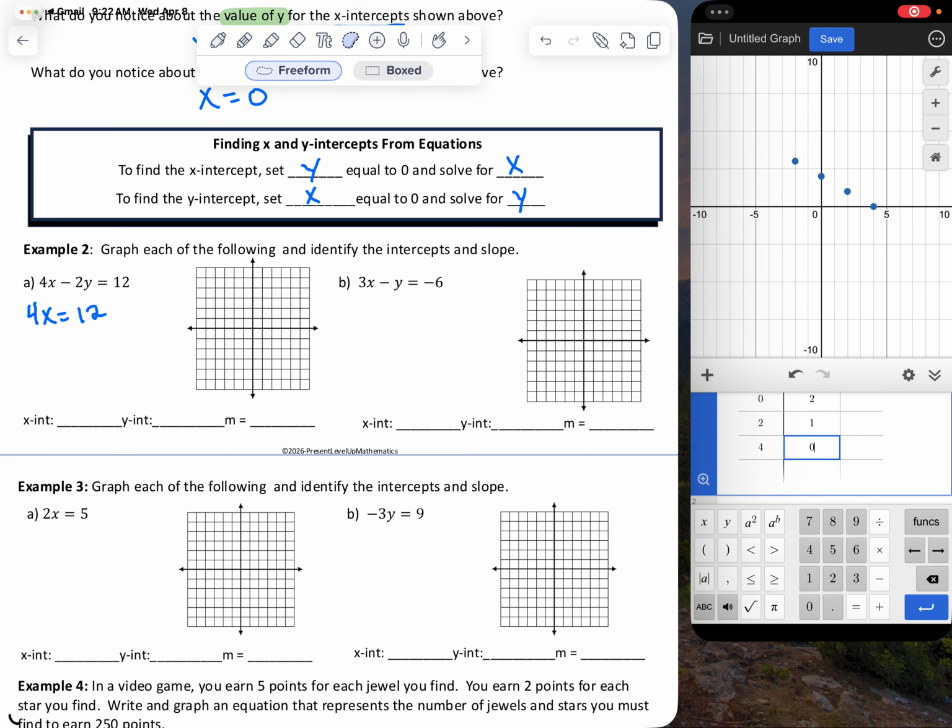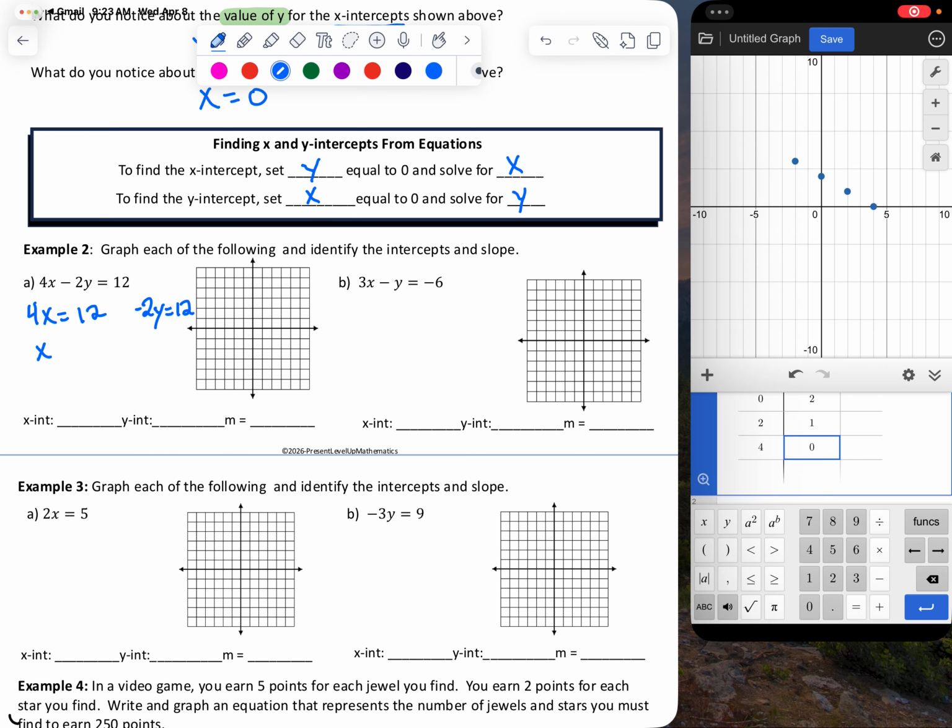Now, if we want to find the y-intercept, then all we would have to do is let x be 0 and we would be left with the equation negative 2y equals 12. Now, these are both very easy equations to solve because on the first one, all you have to do is divide both sides by 4.